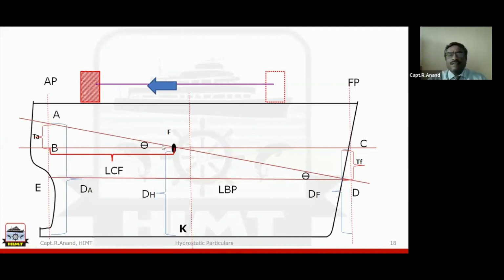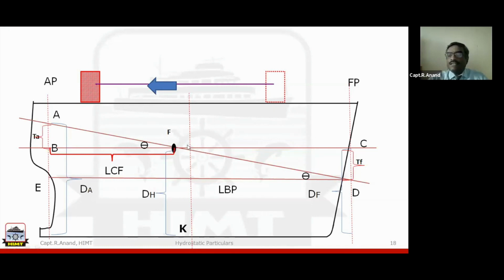Now, if I take this triangle ABF, tan theta is TA by LCF, which I equated to this big triangle AED, where tan theta was trim by LBP. So when I equated, I get the formula for TA as trim into LCF by LBP. But if I take TF, TF is the change in forward draft.